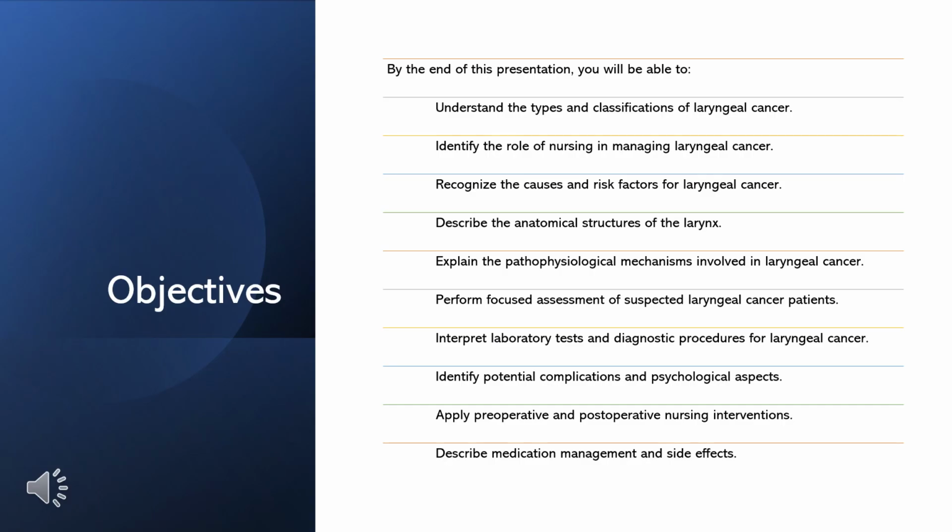Let's look at the objectives for today's presentation. By the end of this presentation, you will be able to understand the types and classifications of laryngeal cancer, identify the role of nursing in managing laryngeal cancer, recognize the causes and risk factors for laryngeal cancer, describe the anatomical structure of the larynx, explain the pathophysiological mechanisms involved in laryngeal cancer, perform focused assessment of suspected laryngeal cancer patients, interpret lab tests and diagnostic procedures for laryngeal cancer, identify potential complications and the psychological aspects, apply preoperative and postoperative nursing interventions, and describe medication management and side effects.